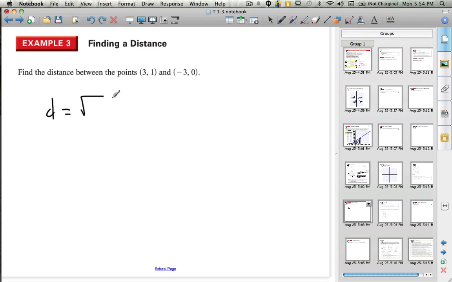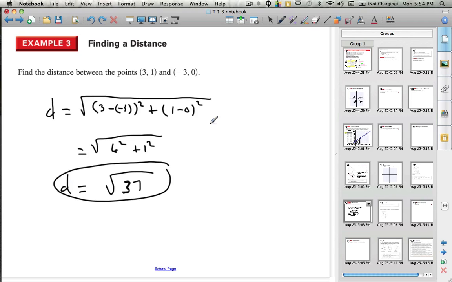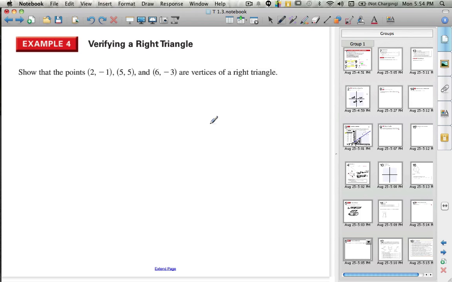So let's look at using that to find the distance between these points. The distance will be equal to the square root of the square of the difference in my x coordinates, so 3 minus negative 3, plus the difference of my y coordinates, 1 minus 0, squared. And 3 minus negative 3 is 6. So 6 squared plus 1 squared. This distance will be the square root of 37. So that's just using the distance formula. It's pretty straightforward, pretty easy.